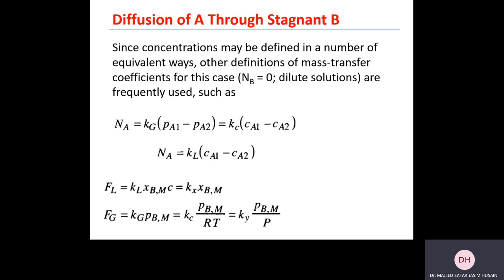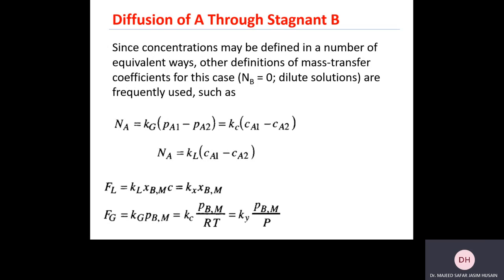If you have the concentration, then it is (CA1 minus CA2) multiplied by kc. If you have this for the liquid, then it is (CA1 minus CA2), multiplied by kL, so that's kL for the liquid. Now we can say that the flux is equal to kL multiplied by xBM multiplied by C. This is the definition, and that's equal to kx xBM.